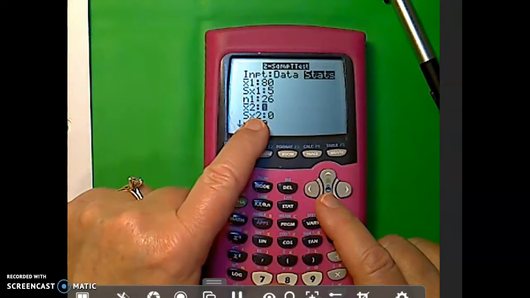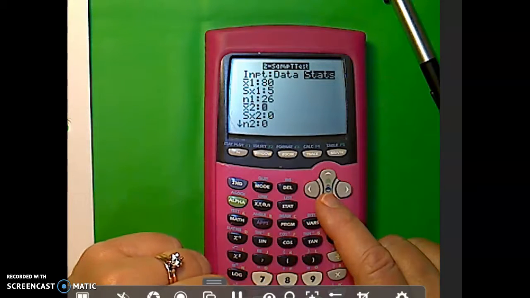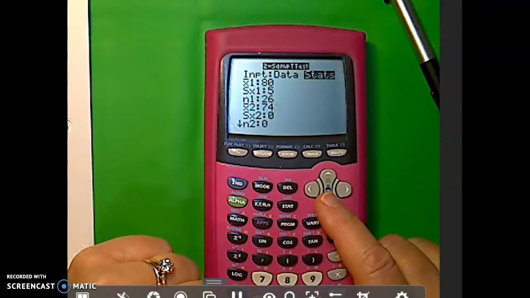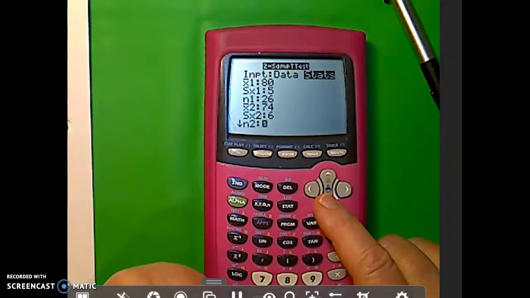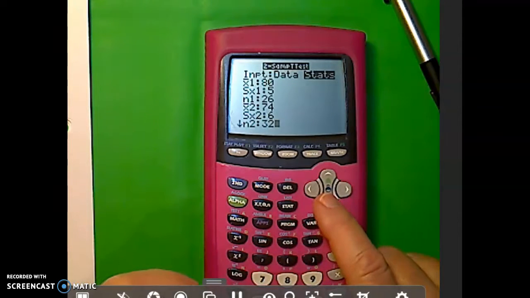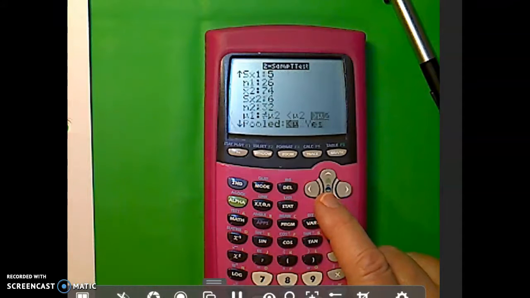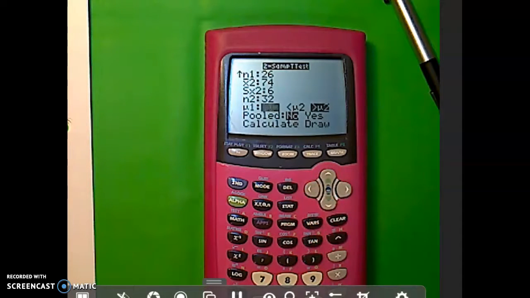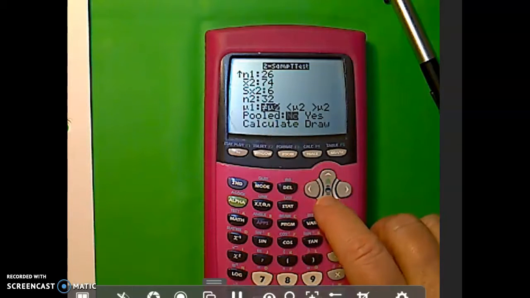My group 2 is my non-smoking group. I had, let's see, 74 beats per minute. Their standard deviation was 6. And I had 32 of those subjects. The rest of the things that they're going to ask is whether it's one-sided or two-sided. We're going two-sided, so I'm going to choose that first one.